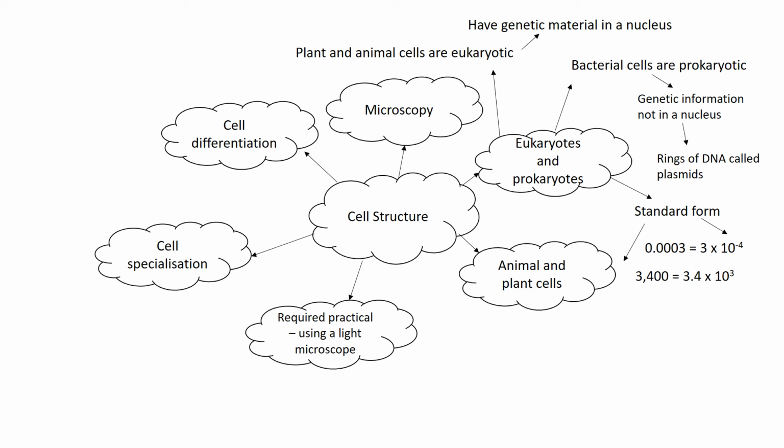This is why I said that A3 or a couple of bits of A4 stuck together will be really, really useful. So you're going to go away now, and you are going to complete your mind map for cell structure, trying to use the specification. And as I said at the beginning, some of it looks quite tricky. It can be a little bit daunting. Just give it a go, because I promise you, this is a really good revision technique that will help you in all of your subjects, not just science.